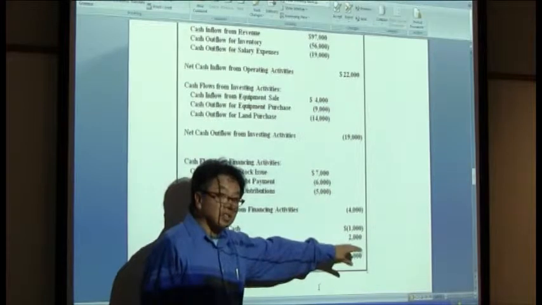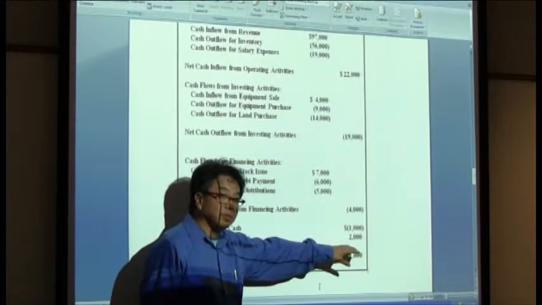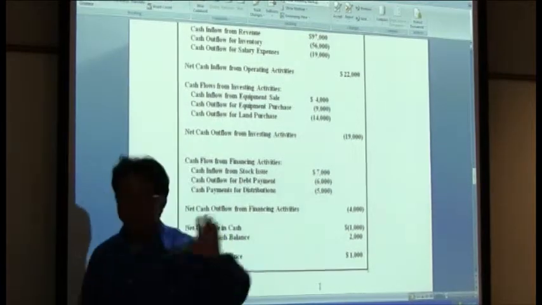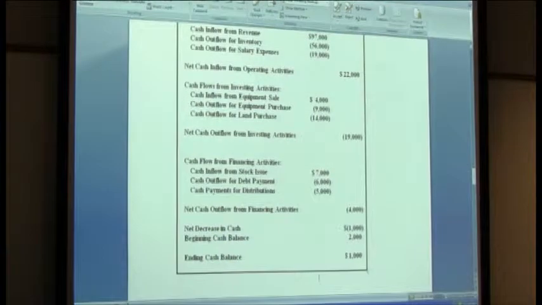We originally start the cash flow statement by putting beginning cash and ending cash. Change in cash was 1,000. Does it come out to 1,000? If it's 1,000, you must be correct.